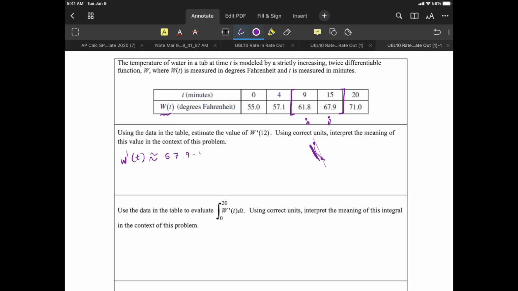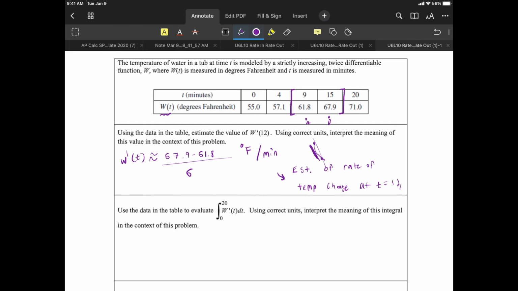And so we'd have here 67.9 minus 61.8, all over the change in time, which is 6. And I would throw the units on here. This is going to be degrees Fahrenheit per minute, and so this is the correct units, degrees Fahrenheit over minutes. And if I were to interpret this, I would say this is the estimation of the rate of temperature change at t equals 12.